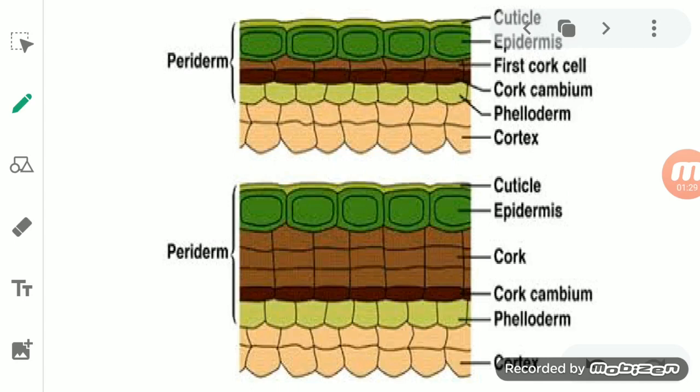Now the glandular hair of the epidermis. These hairs of the epidermis, as in stinging nettles, protect the plant from herbivorous animals. So right now we discussed how the trichome, or the hair, the glandular hair, protects the plant from grazing animals or herbivorous animals. So it protects the plant in such ways.